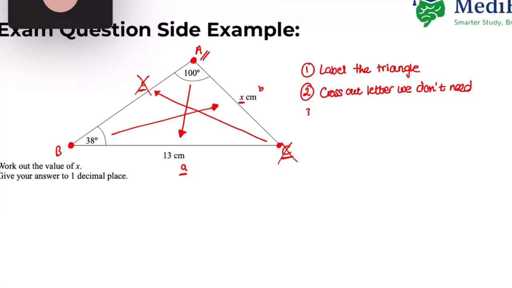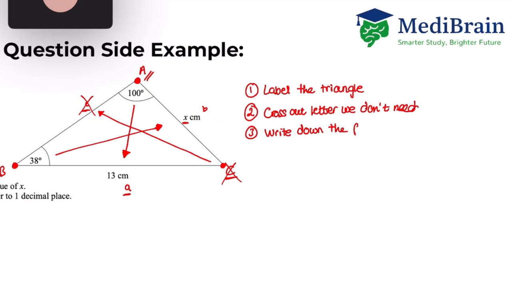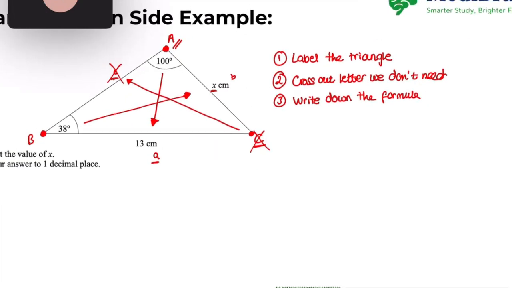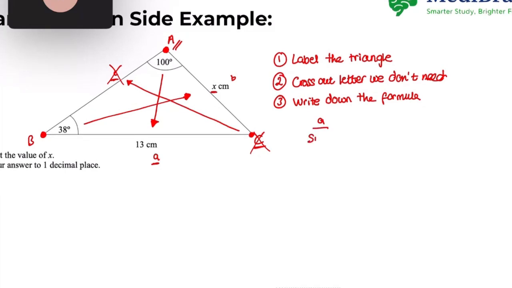Step 3 is going to be write down the formula. Remember the formula was a over sine A equals b over sine B equals c over sine C. That was our formula.